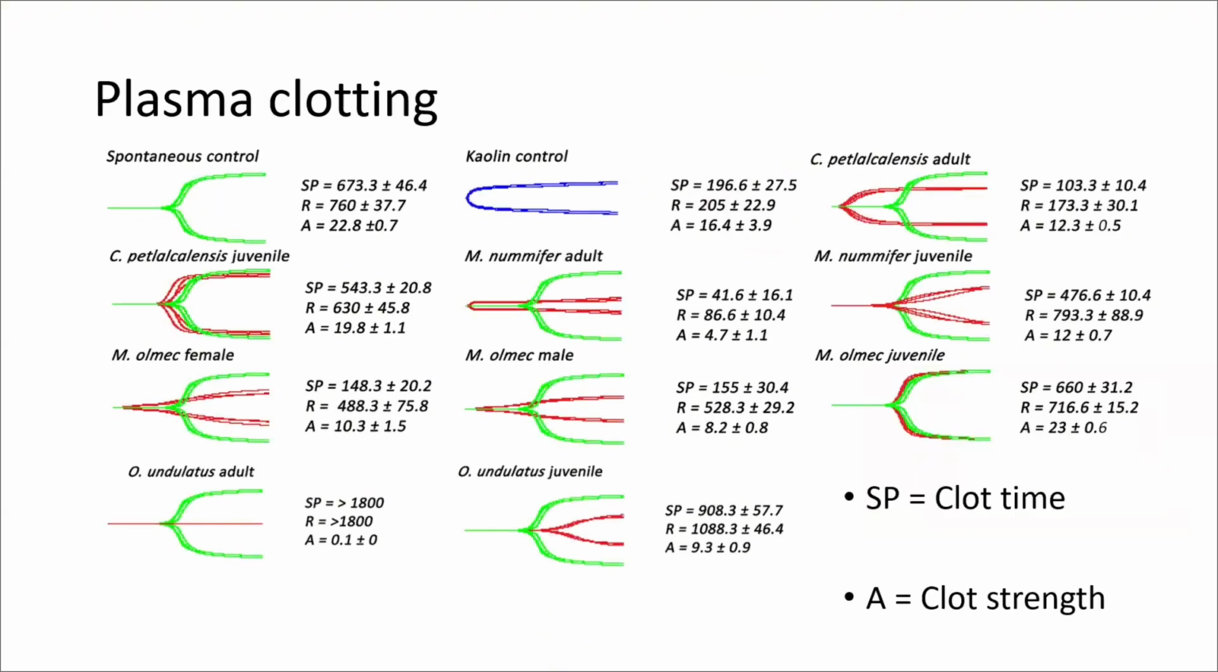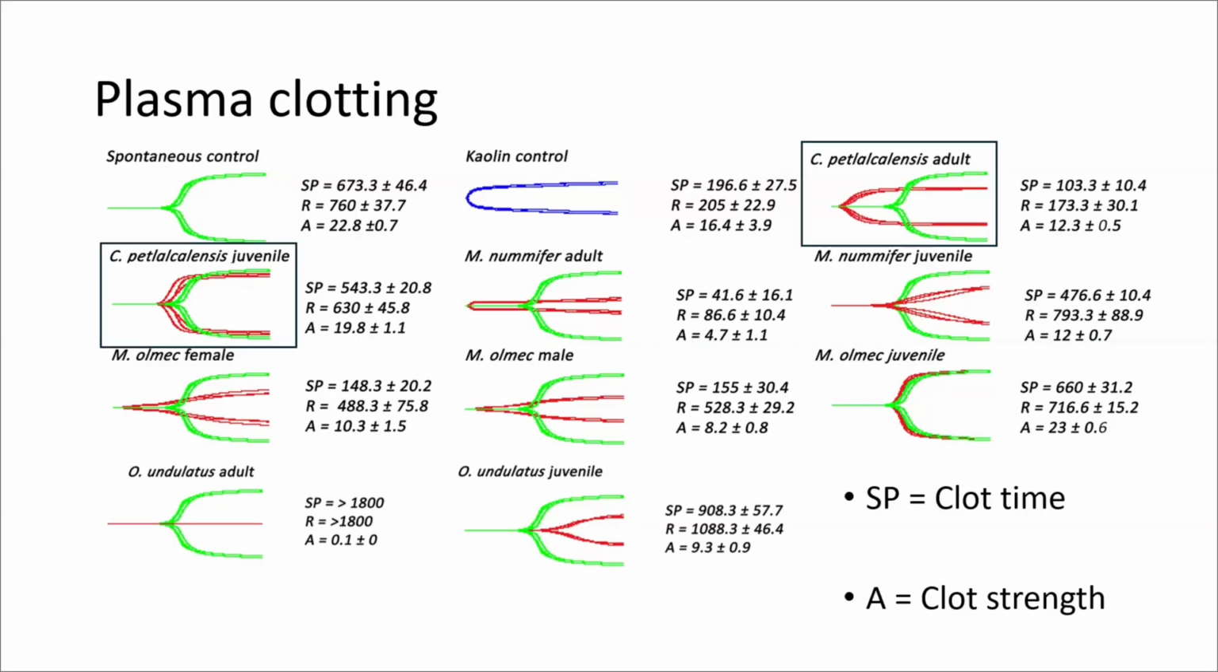So straight into the plasma clotting. With these thromboelastograph tracers, when a clot forms, the trace splits. So that's the SP, that's the split point. And then the clot strength is how far that trace splits.